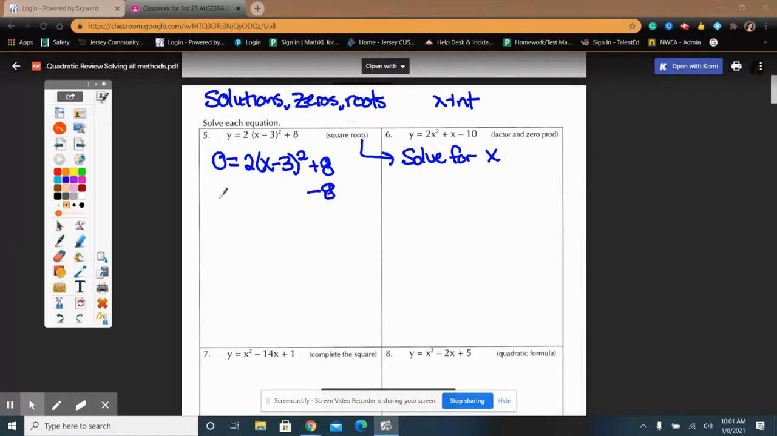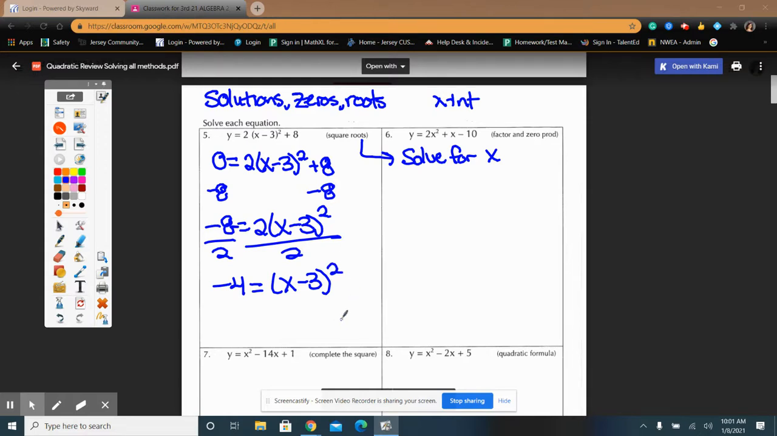So what we're going to do is subtract 8 from both sides to get x by itself. And I get 2 times the quantity x minus 3 squared. I'll divide both sides by 2, which will give me negative 4 equals the quantity x minus 3 squared. And now I'm going to square root both sides. Now don't forget, when you square root both sides, you get plus or minus. And what is the square root of negative 4? Well, that negative tells me that there's going to be an i, and the square root of 4 is 2. So plus or minus 2i, and that equals x minus 3.